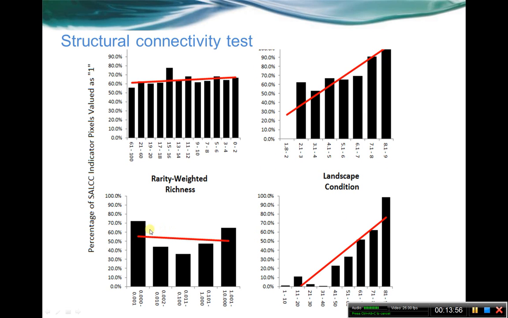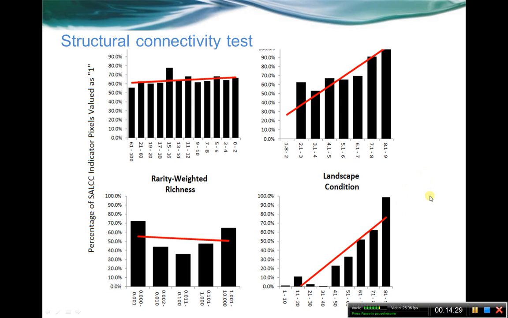We've got another example with the rarity weighted richness. This is just looking at rare and locally range restricted species, and the richness of them comes from the NatureServe layer, and there's not much of a relationship. And then landscape condition is another metric that combines a number of different GIS measures of landscape alteration. There's a pretty strong correlation and overlap here.